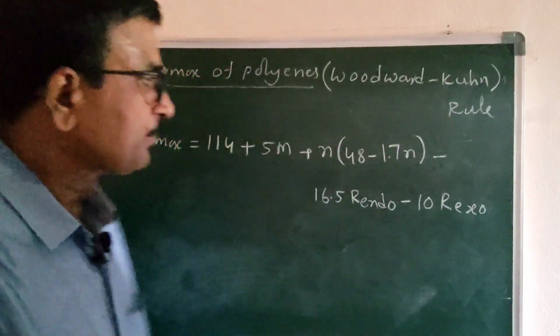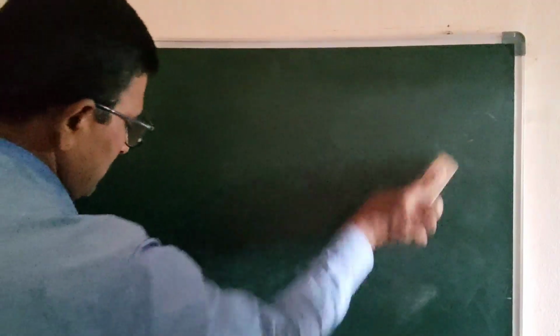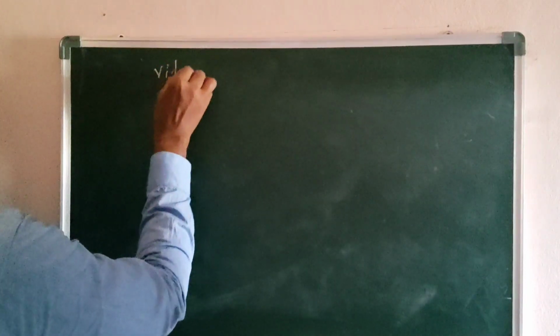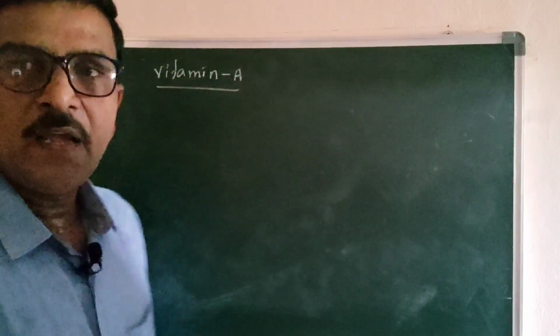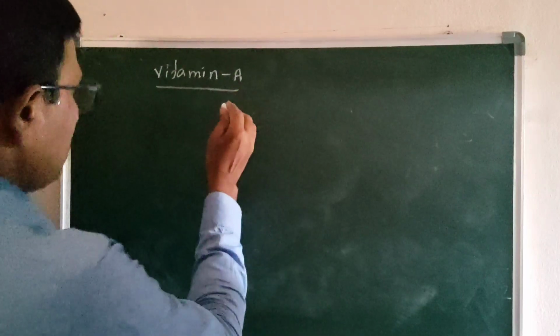For example, you can take vitamin A. It is a polyene. Now, its structure.